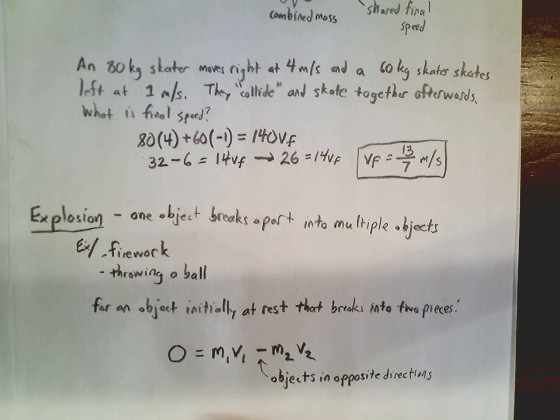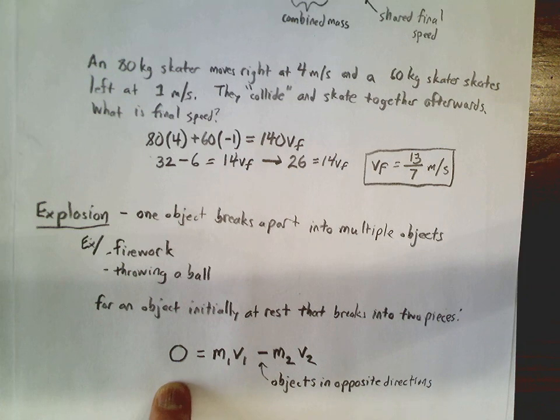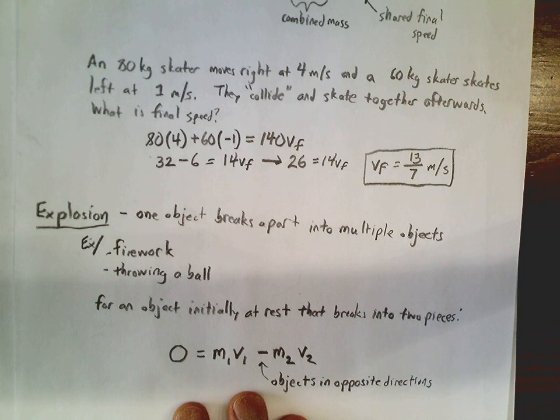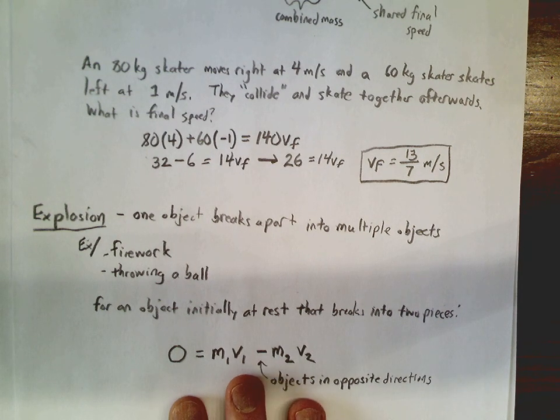Now again, this is a special case. You certainly could have an object that's moving and then explodes, in which case you would just include the original object's momentum over here, M total, V initial, or something like that. But this is a nice common case that occurs enough that it's worth having this equation in the back of your head.